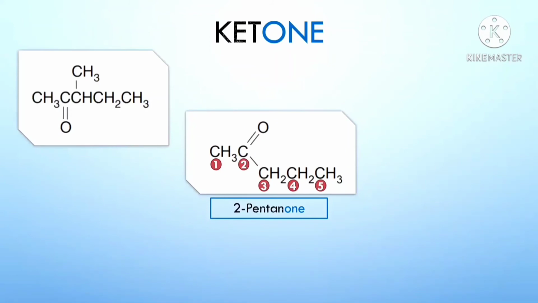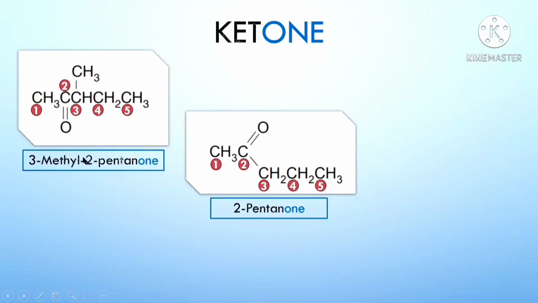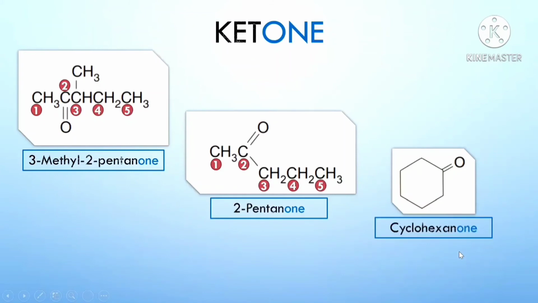For this molecule, we have 1, 2, 3, 4, 5 carbons in the parent chain. We number it from the left so that we will give the carbonyl group the lowest number possible. Notice that there is a methyl group attached to carbon number 3, so the name would be 3-methyl-2-pentanone. Here we have a cyclohexane, so this is called cyclohexanone. The carbonyl carbon is understood to be carbon number 1.